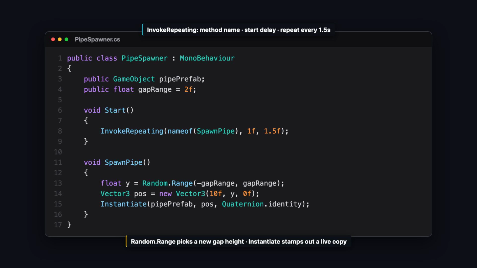Notice how little code this is. InvokeRepeating handles the when. Instantiate handles the copy. The pipe's own script handles the movement. Each piece does one job, and that separation is what keeps a game readable as it grows. Press play now, and pipes march in from the right, forever, every 1.5 seconds, each at a new height. It is starting to feel like a real game.